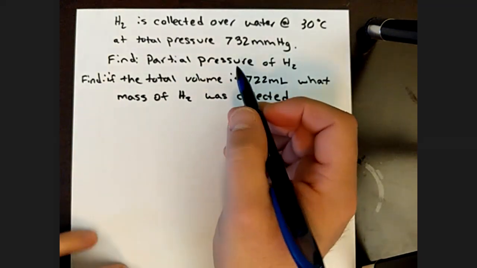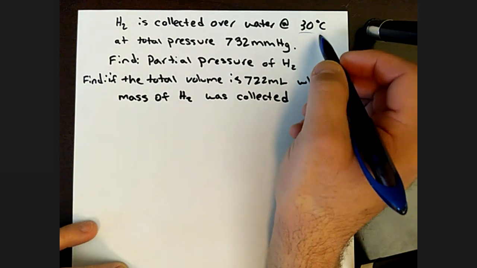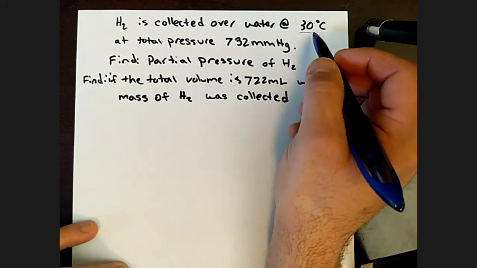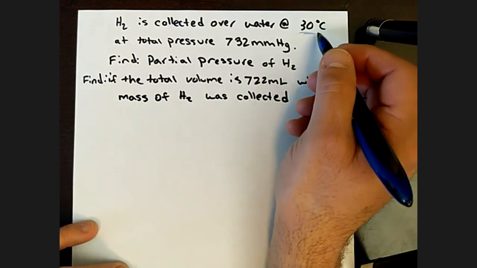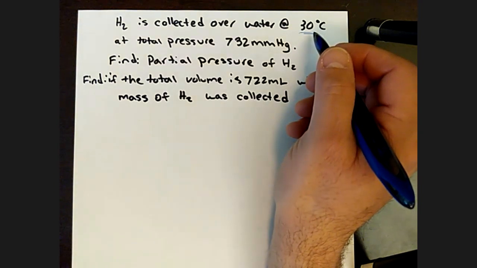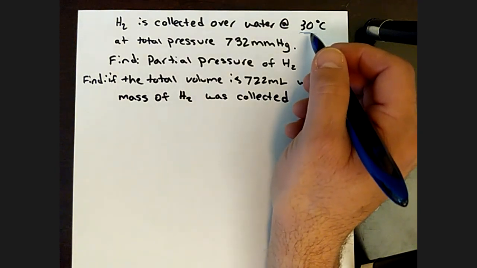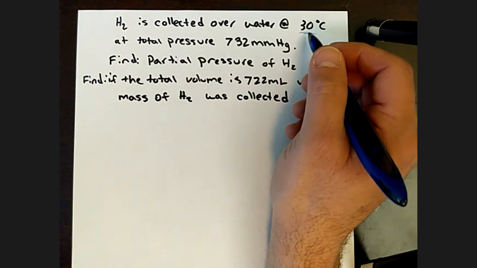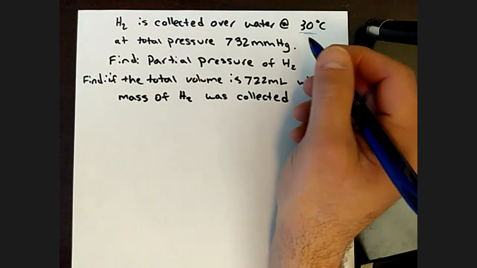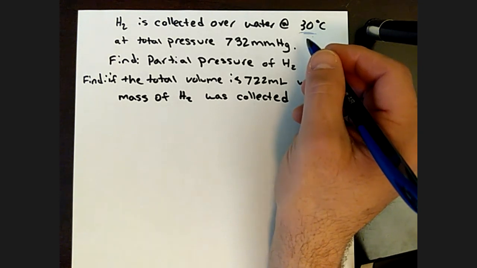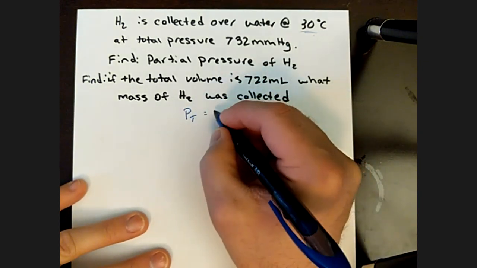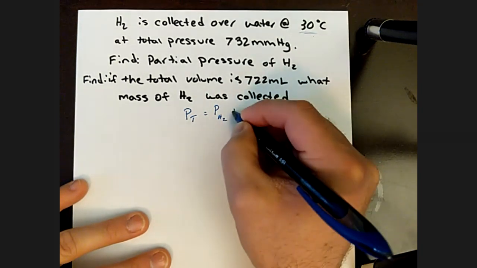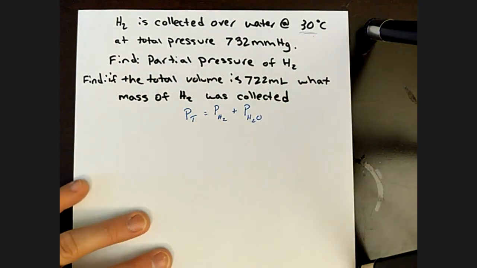Okay. In this particular problem, it's not explicitly given, but if you're doing this as a homework problem, you would be able to look up the vapor pressure of water at pretty much any temperature. If any temperature is given, we know what the vapor pressure of water is, right? So in this system, the total pressure is equal to the partial pressure of hydrogen plus the partial pressure of water, which is its vapor pressure.